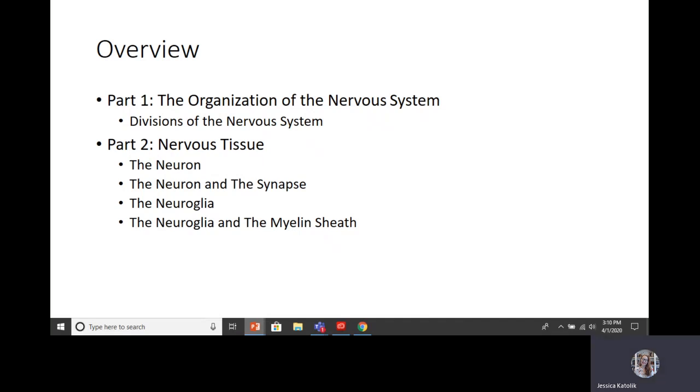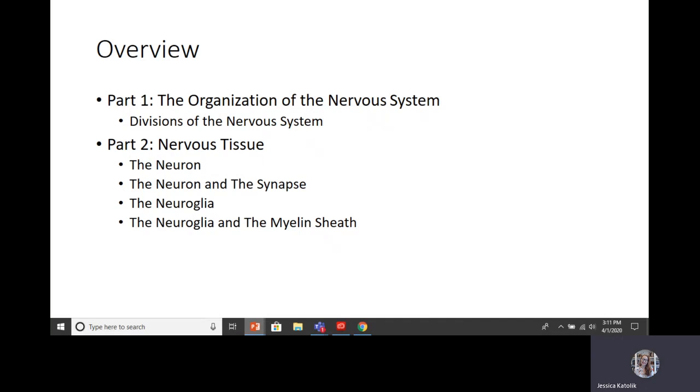The second video in this part is going to be the neuron and the synapses. Neurons actually communicate with each other in a specific section called the synapse. We're going to talk about the 2 different types of synapses, electrical synapses and chemical synapses, and see how these synapses allow for that communication to occur.